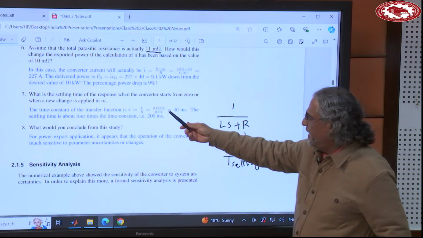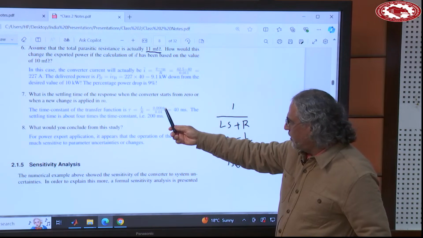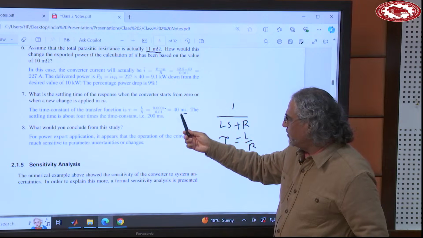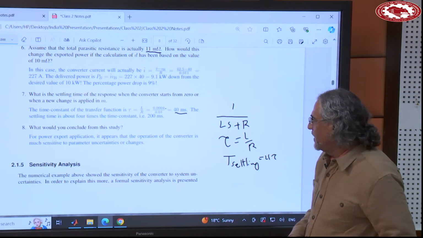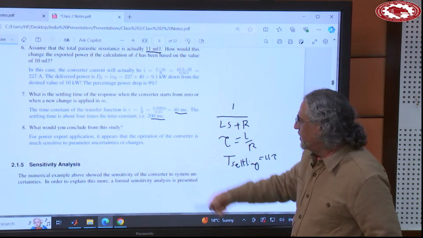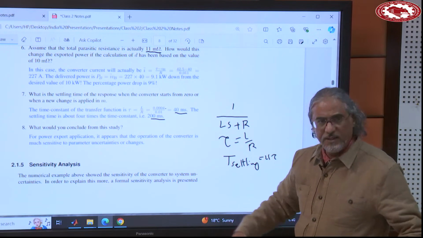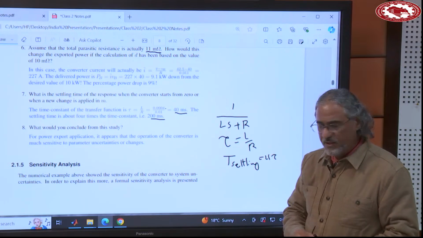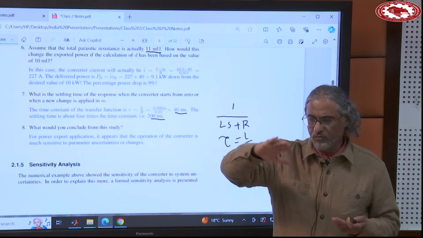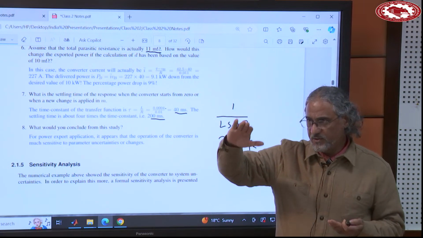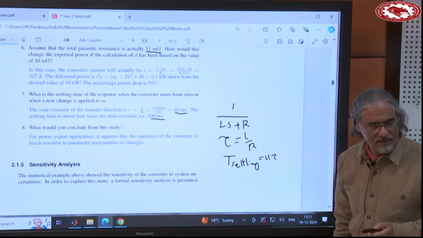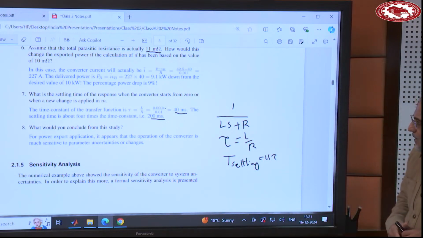In this case, L is 400 microhenry, R is 10 milliohm. If you divide it, that becomes 40 milliseconds. And then 4 times or 5 times this one is 200 milliseconds. So when you start the circuit from 0, it takes 200 milliseconds for the current to rise from 0 to 250 and then stay at 250. This is the time that it takes to get there.